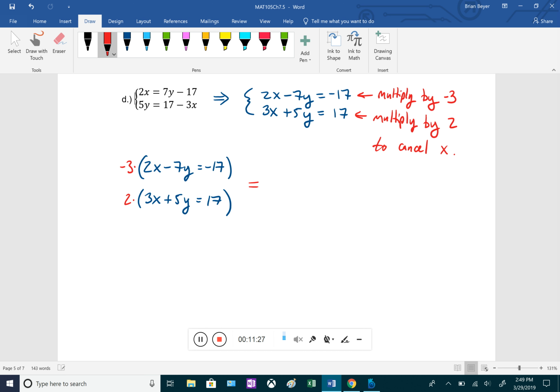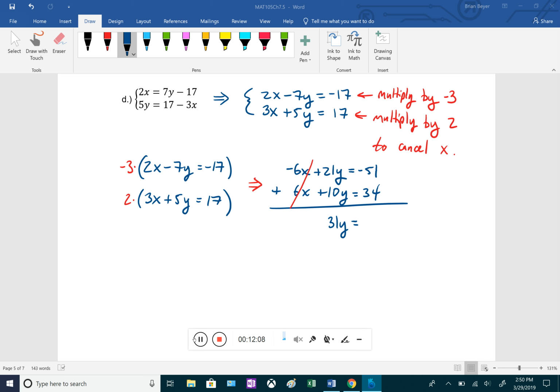So when we do that, multiplying that first one by -3, multiplying it to every term, we get -6x plus 21y equals -51. And then multiplying the second equation by 2, we get 6x plus 10y equals 34. And now we're adding these together. So when we add these together, the x terms cancel, which is what we wanted. 21y plus 10y, that gives us 31y.